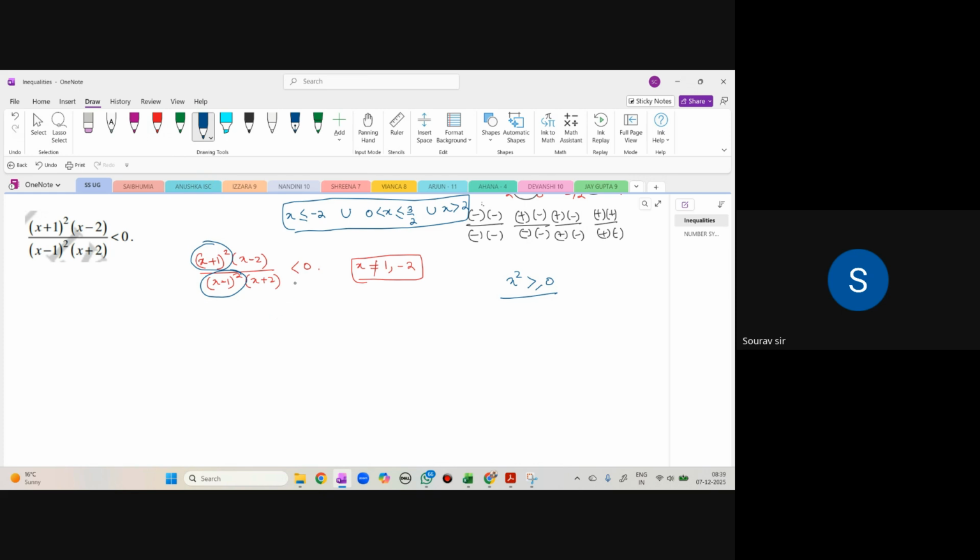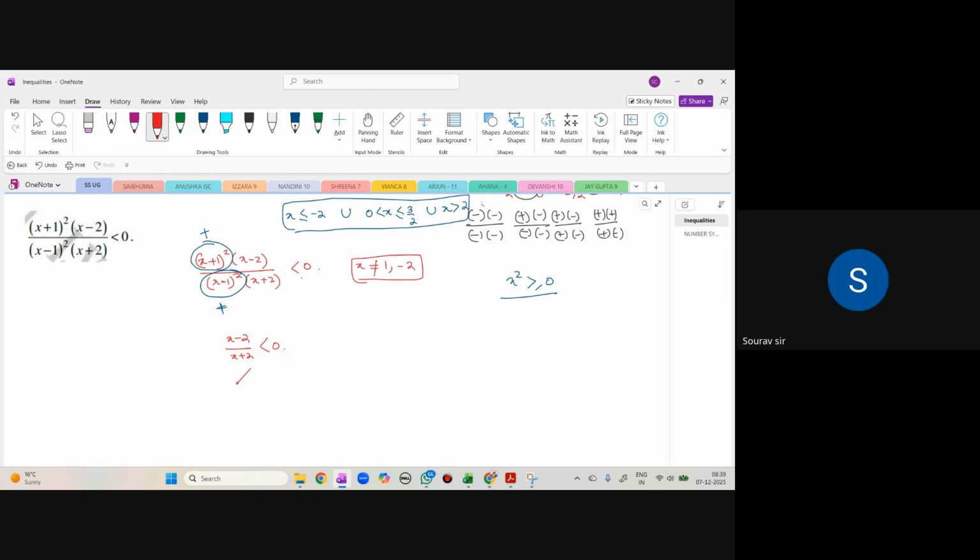And since I don't have an equal to here, it is less than 0, so I can ignore the equal to here. So that means (x plus 1) whole square has to be positive. So this term will be always positive, regardless of the value of x. So therefore, I can ignore these two terms and the expression simplifies to (x minus 2) by (x plus 2) less than 0. Now, this is a very simple one.